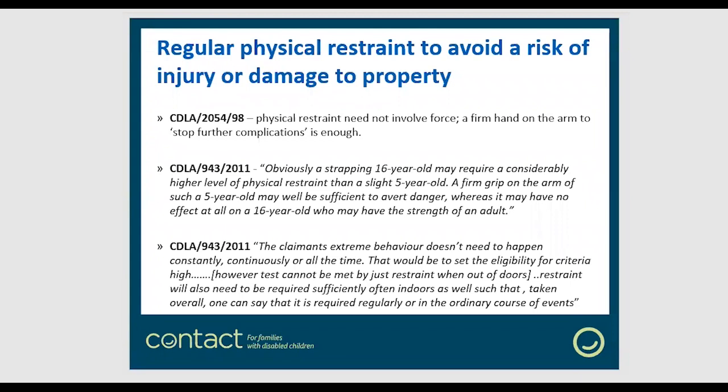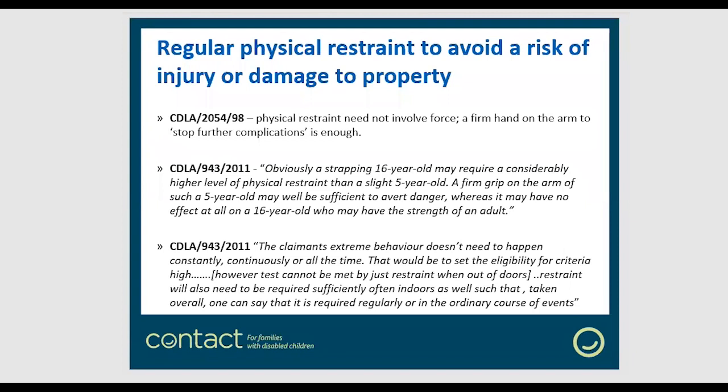Now, there's two main questions I think that come up around this. One is what's meant by restraint, and the other is, what do they mean by it being regular? In terms of what physical restraint looks like, we're certainly not talking about someone having to wrestle a child to the ground. In fact, the case law suggests that in many cases, physical restraint need not involve any force at all. So, a firm hand on the arm of a child to stop further complications might be enough.